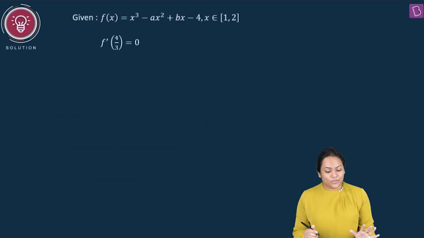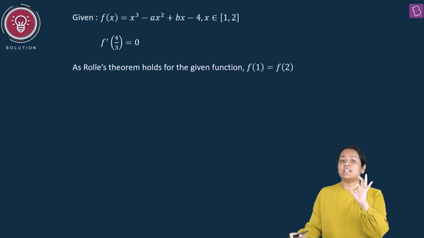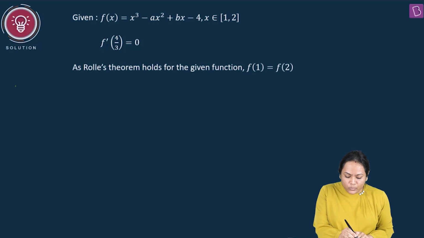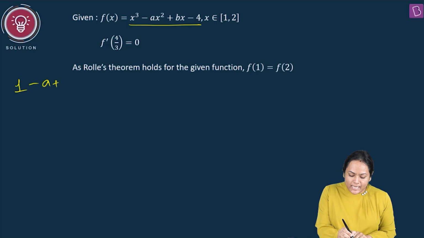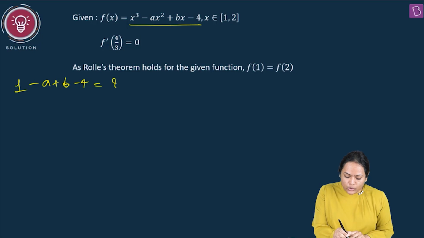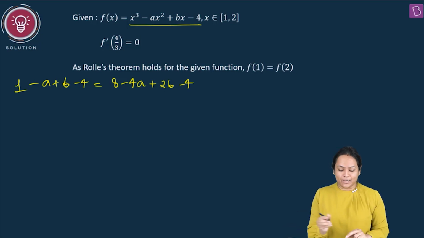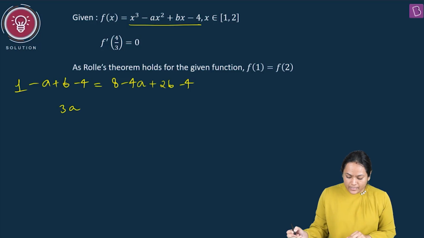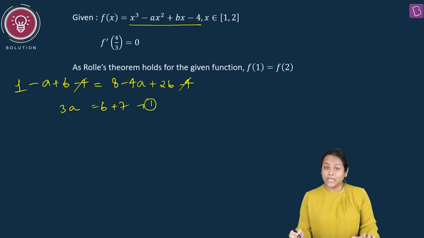So let's start solving. We have this condition already with us. So quickly, starting with f of 1 is equal to f of 2. My f of 1 will become, when I put x is equal to 1 in this cubic, 1 minus a plus b minus 4. This is equal to f of 2, which is going to become 8 minus 4a plus 2b minus 4. So here when I collect a and b, I'll get 3a, this minus 4 has got cancelled, is equal to b plus 7. Let me take this as my first condition.